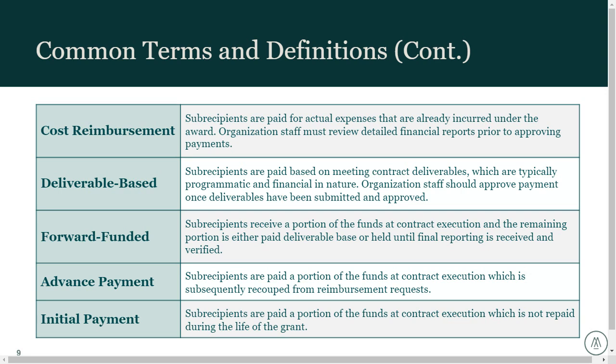The other type of initial payment that happens at the front end of a contract typically is an initial payment. Similar to an advance payment, you get a lump sum of money at the front end so that you can get going on program execution and you're set out on a good foot. The only difference is that you don't end up recouping that initial payment out of subsequent cost reimbursements. And initial payments are usually tied to deliverable-based or forward-funded contracts. So hopefully that gets us all in some similar terms and understanding of what these agreements could look like and be structured as.